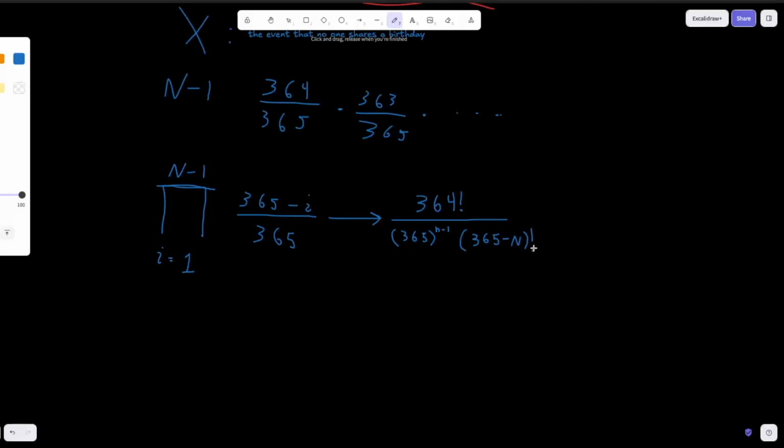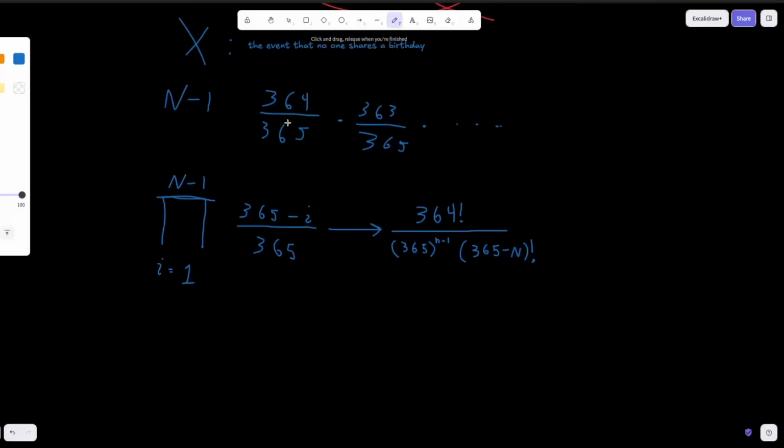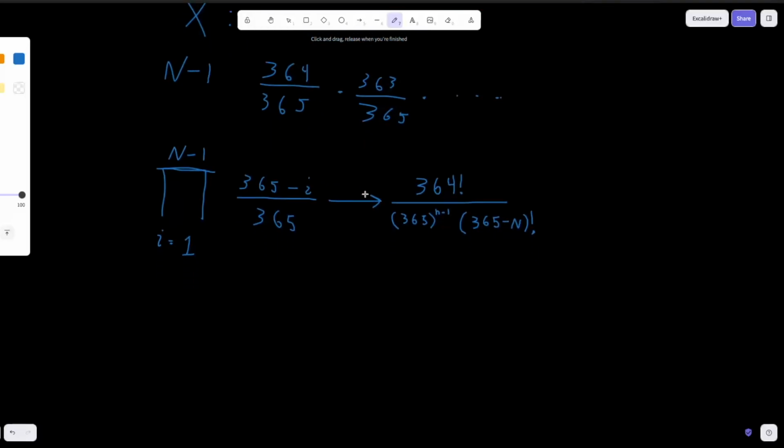right? Because let's think about it. If we have a group of 4, right? So we're going to go from i equals 1 to 3 because of Bob, right? And we're going to go 364 times 363 times 362, right? So then where are we going to cut it off? We're going to cut it off at 361. That's what we're going to divide by on the bottom to get rid of all the other leading numbers. And so that would be 365 minus n factorial. And so this is our final answer, right? For the probability that no one shares a birthday if we have n people.